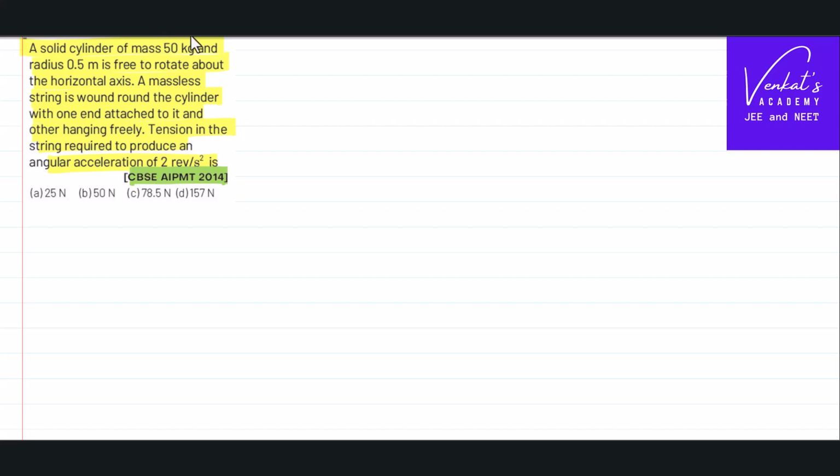What he is saying is, there is a solid cylinder whose mass is given for you as 50 kilogram. Radius is given as 0.5 meter. Free to rotate about its horizontal axis. This is the axis. A massless string is wound around the cylinder like this. It's wound around. And the other end is hanging freely like this.